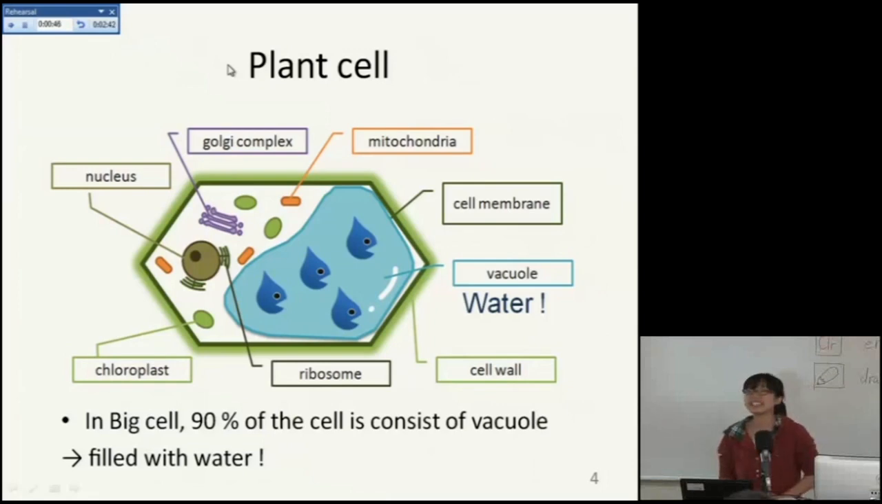In a big mature cell, vacuole could occupy 90% of the whole cell. So the plant cell could be said to contain much water, and because of this, I think that I can measure the plant cell condition using terahertz spectroscopy, because it is easily influenced by the water.